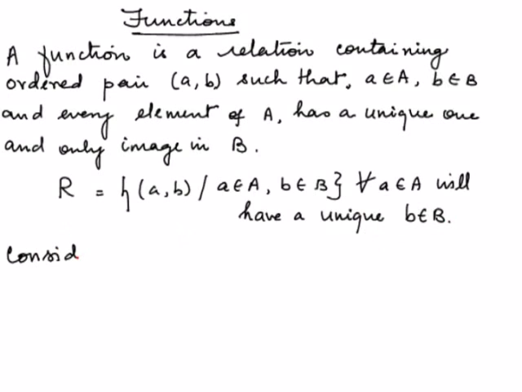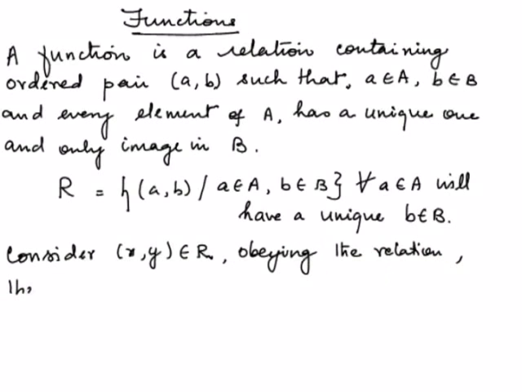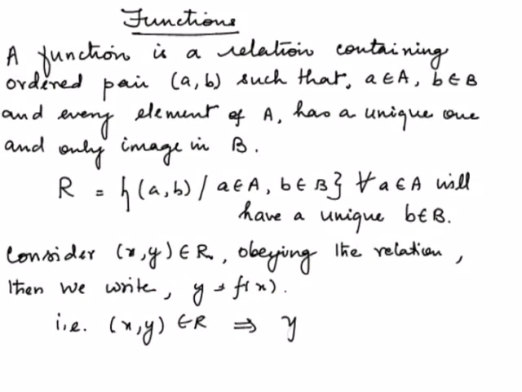Consider (x, y) belonging to R, obeying this relation. Then how do we write it? We write it as y is equal to f of x. So in notation, (x, y) belonging to R implies y is equal to f of x.